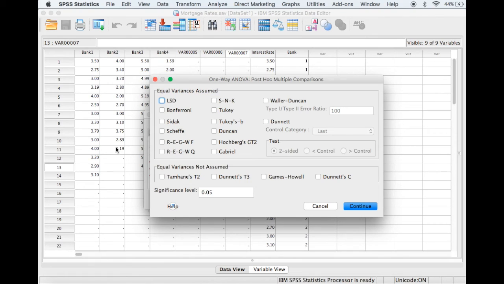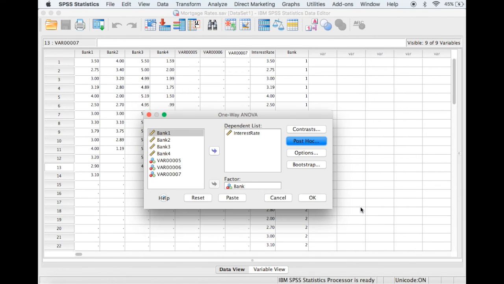I mentioned earlier that the sample sizes are different, and this means that we will choose Scheffe's test. So the sample sizes are different, but they're not too different. If the sample sizes were very different, then we would opt for Hochberg's GT2 test. And further, if the sample sizes were all equal, then we would go for Tukey's test. We will stick with the 5% significance level. So then select Continue and OK.